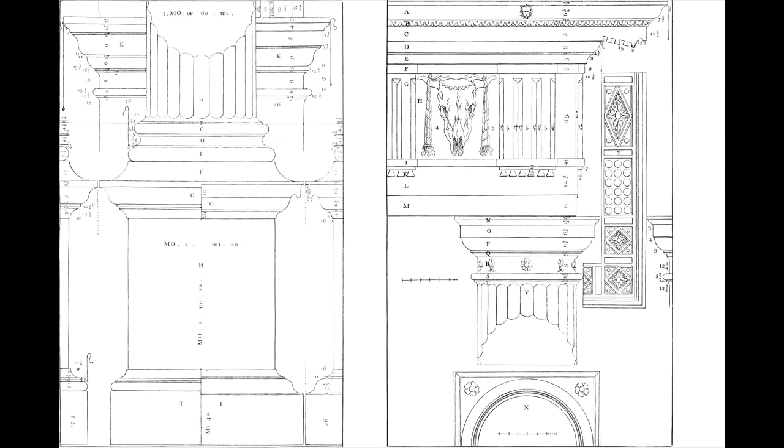The frieze height is 1.5 modules, with the triglyph 1 module wide and its capital 1/6 of a module. The triglyph is divided into 6 parts, 2 for the middle channels, 1 for the 2 half channels at the ends, and the remaining 3 for the spaces between. The metopa, or space between triglyphs, should be as wide as it is high.